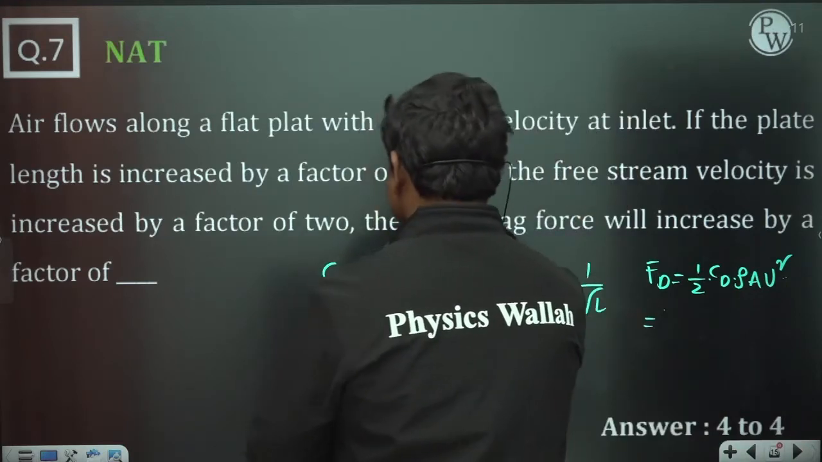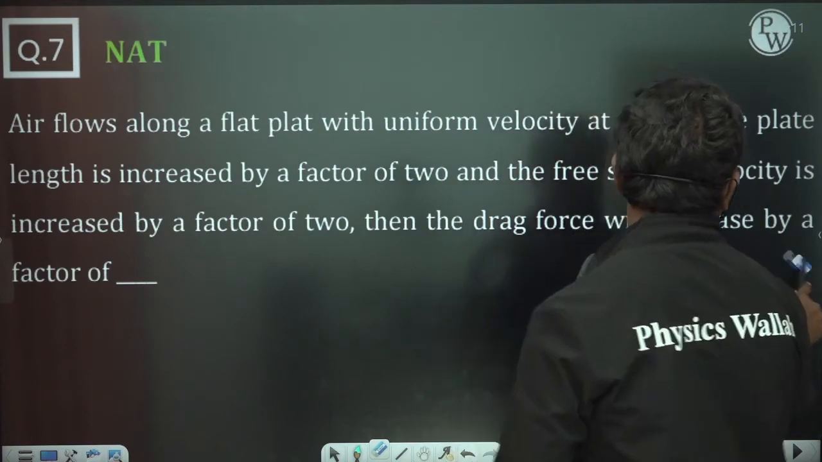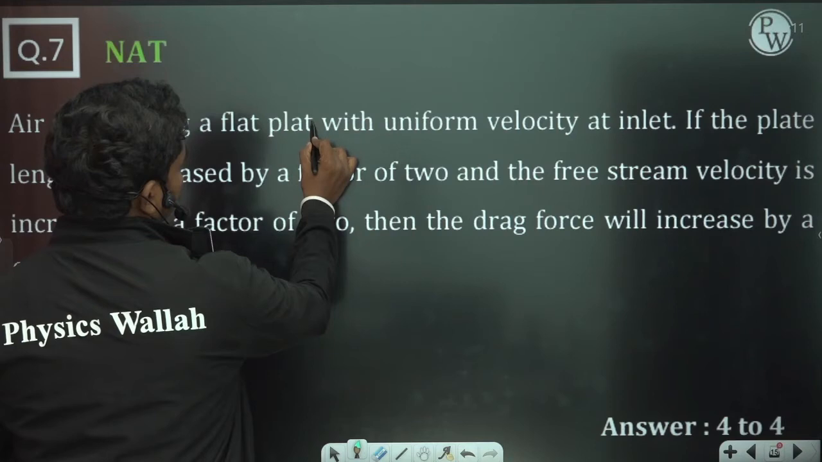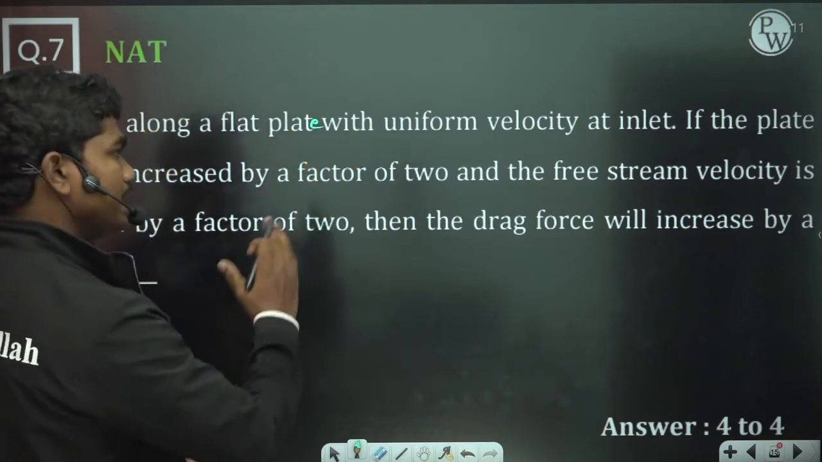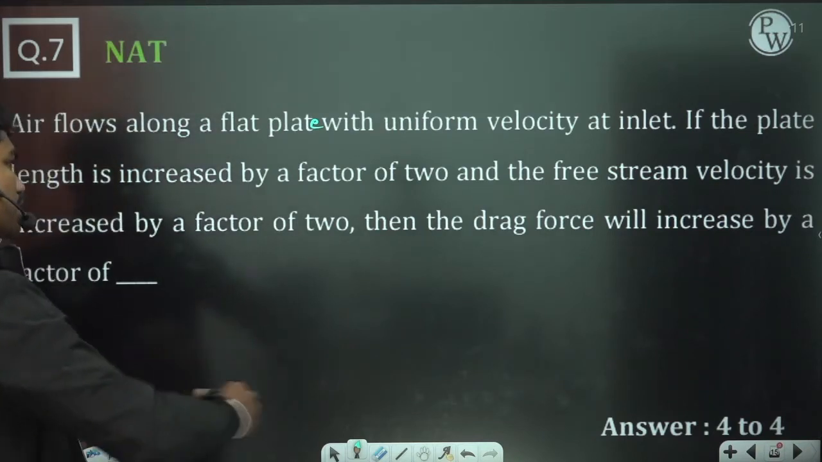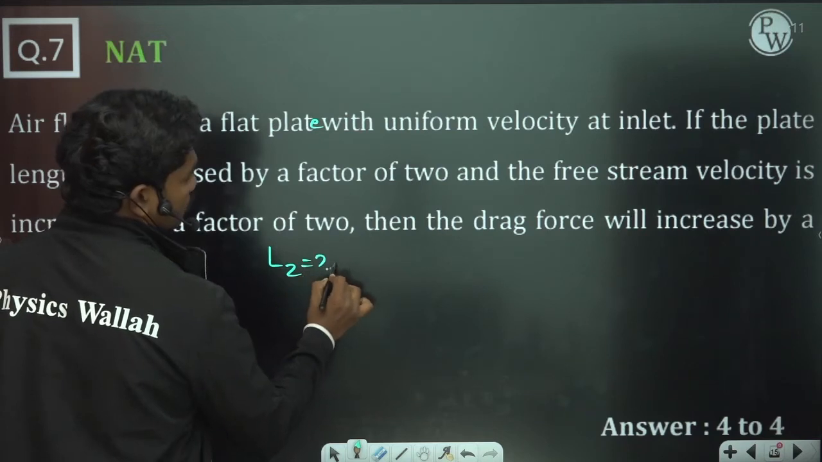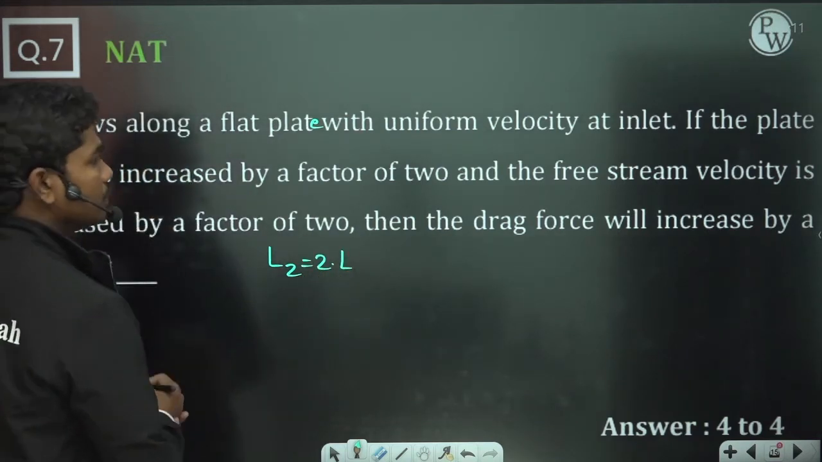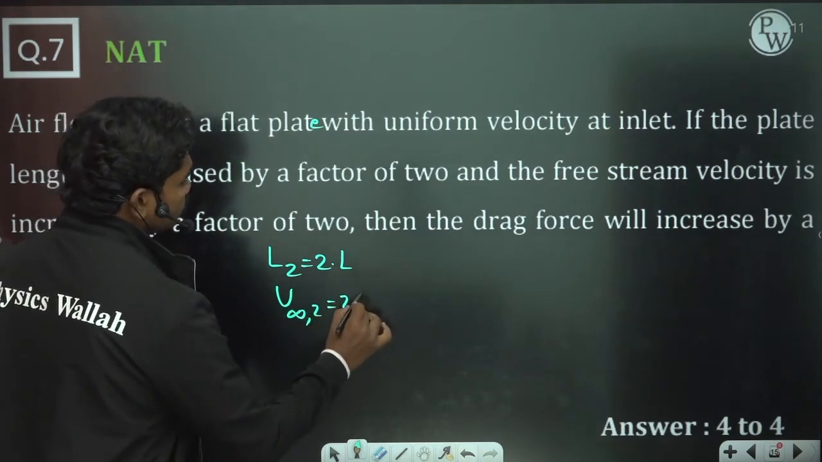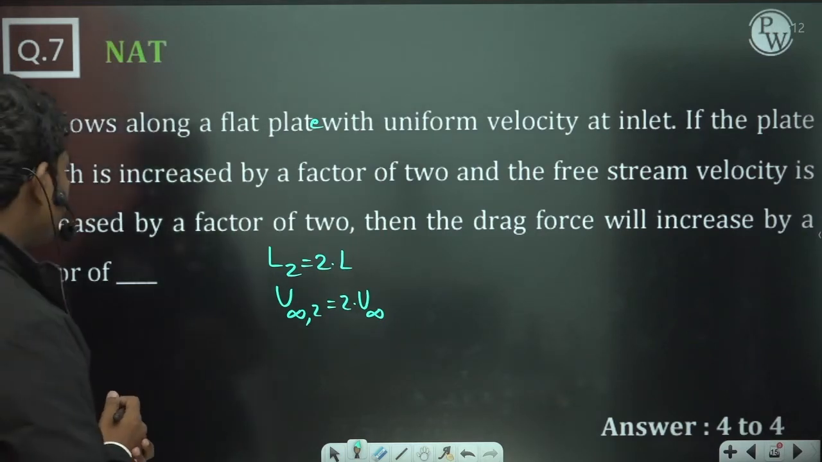I think in the YouTube live class we have done some analysis on this, but let us see here. Air flows along a flat plate with uniform velocity at inlet. If the plate length is increased by a factor of 2 and the free stream velocity is increased by a factor of 2, so u infinity in the second case is 2 times u infinity, then the drag force will increase by a factor of dash.